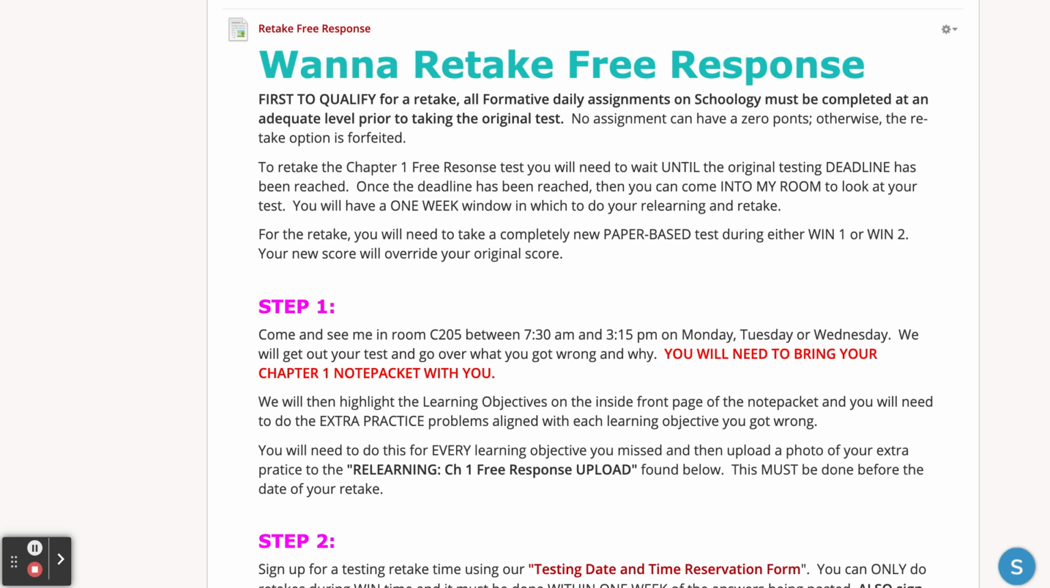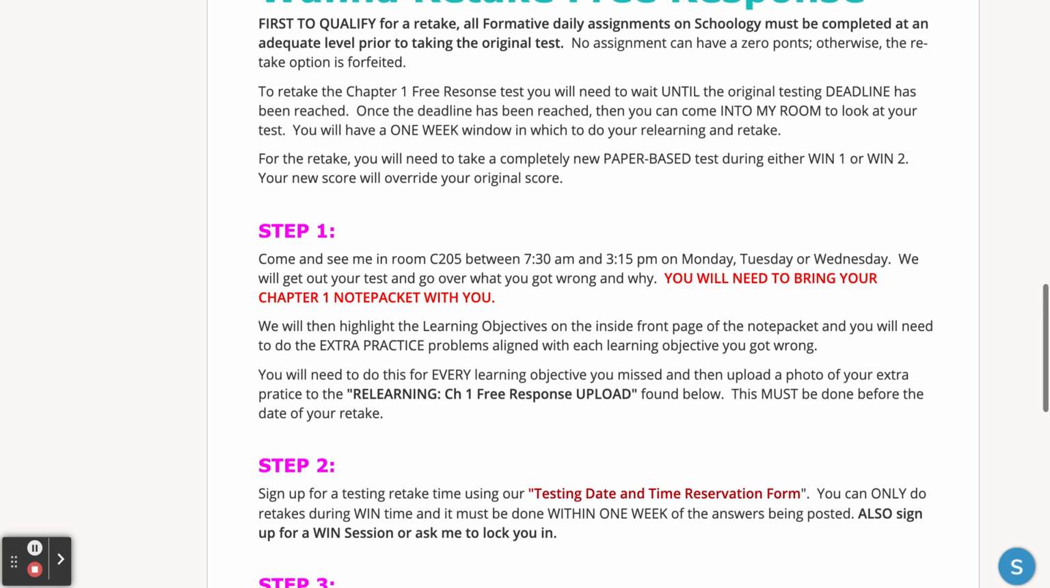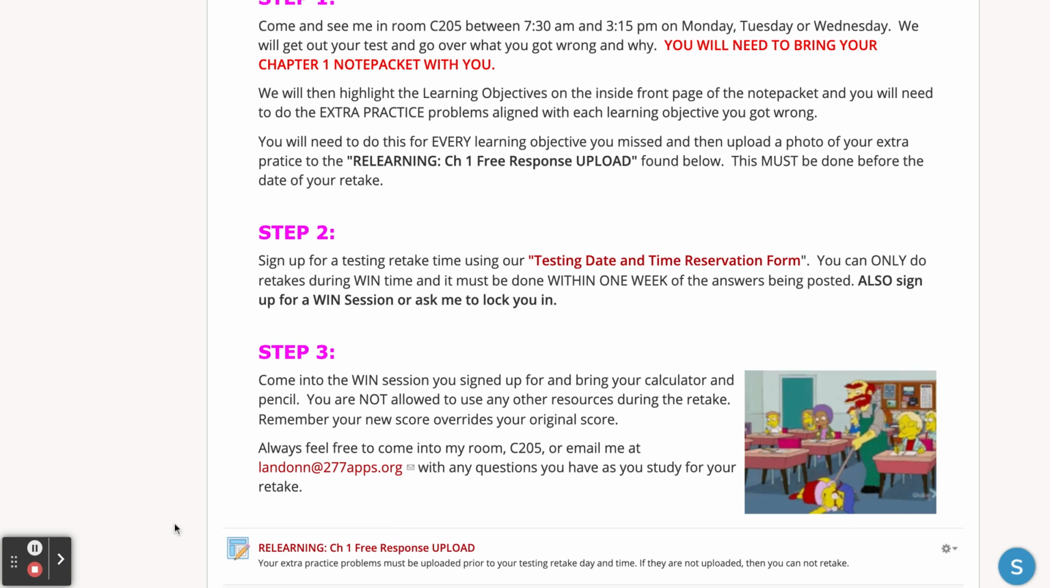In the Chapter 1 packet, it talks about some extra practice problems that are embedded in that packet. That is your relearning for this. So anything assigned with that learning objective is what you would do for your relearning. You would do those problems on a separate piece of paper. You would check your answers because they're posted in the corresponding folders. Then down here, as you're relearning, this is where you're going to upload the work showing me that you've done some of that relearning.